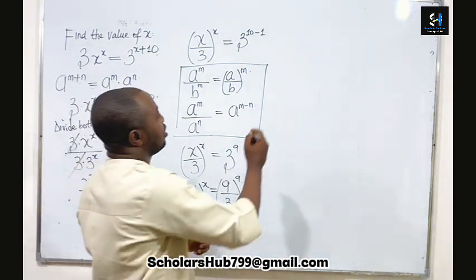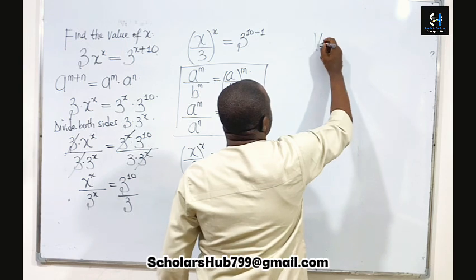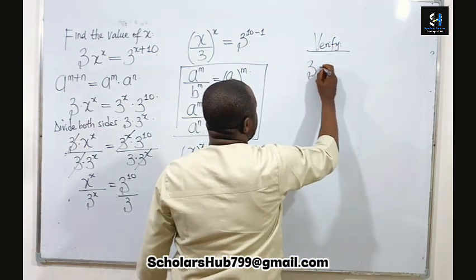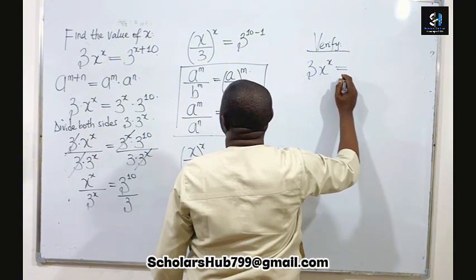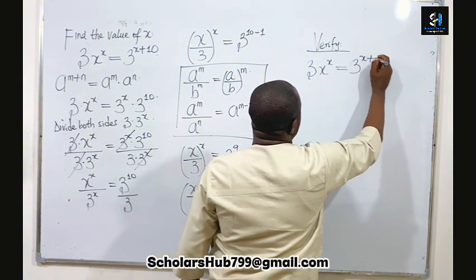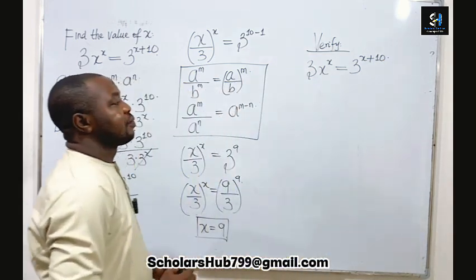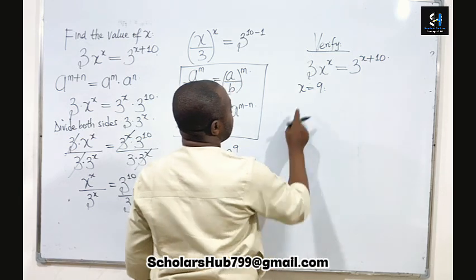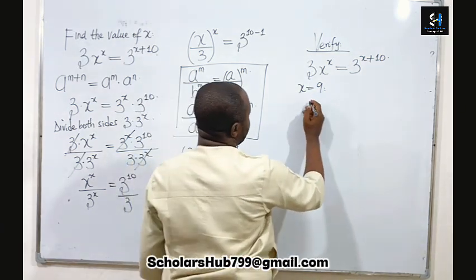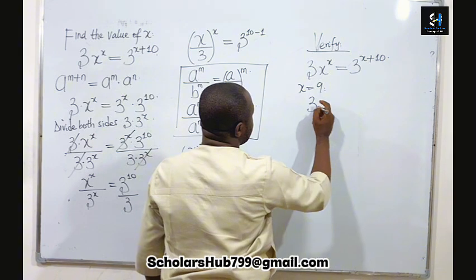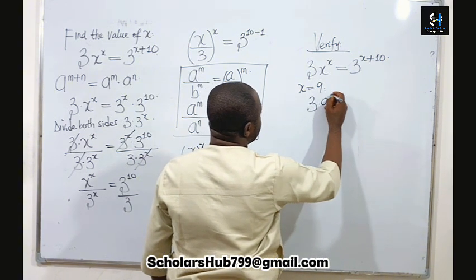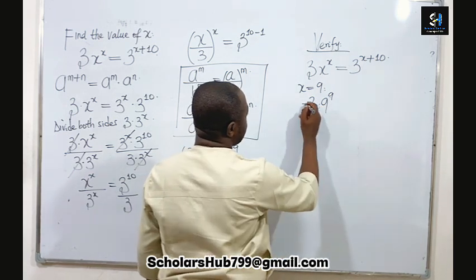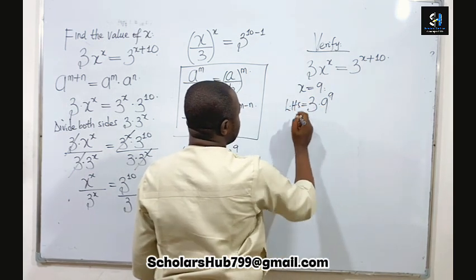Now let's verify our answer. We have (3x)^x equals 3^(x+10). Now, the value of x is 9. So I'm going to start from the left hand side. So we have (3 times 9)^9. So this is the left hand side.